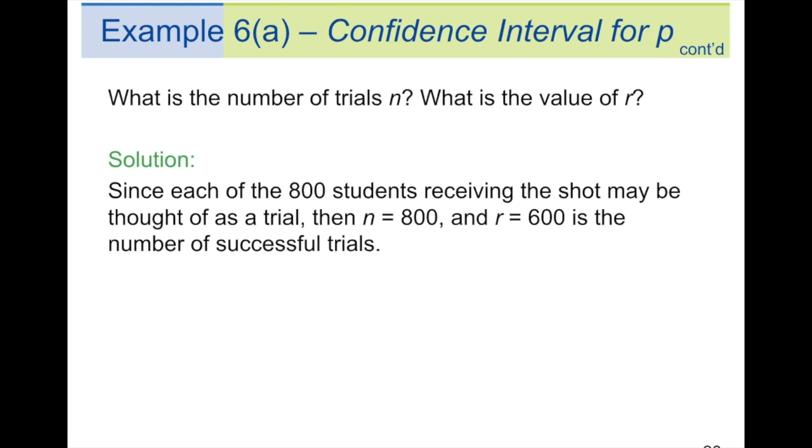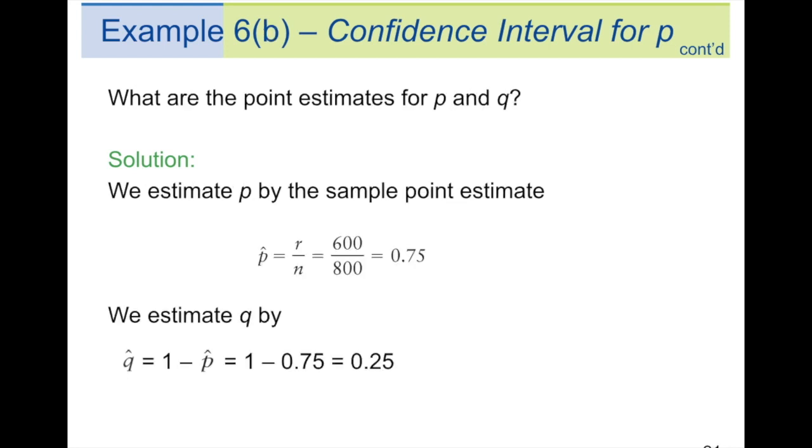Since each of the 800 students receiving the shot may be thought of as a trial, then n equals 800 and r equals 600 is the number of successful trials. What are the point estimates for P and Q? We estimate P by the sample point estimate P hat equals r over n, successes over total, so we get 600 over 800, which is 0.75. And we estimate Q by Q hat equals 1 minus P hat, so 1 minus 0.75, so 0.25.